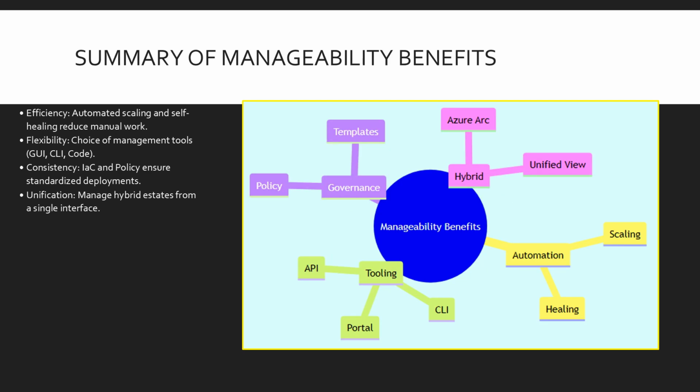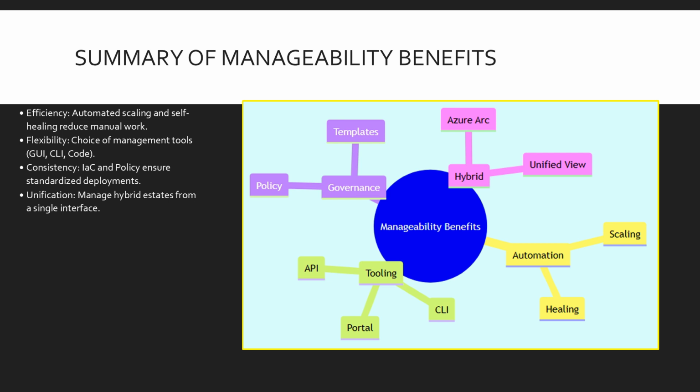To summarize, the benefits of manageability in the cloud are vast. We move from manual maintenance to automated efficiency with auto-scaling and self-healing. We gain flexibility through diverse management tools like the portal and CLI. We achieve consistency and speed through infrastructure as code and templates. And finally, we achieve unification by extending these capabilities to hybrid environments via Azure Arc. These features collectively allow IT teams to stop just maintaining infrastructure and start driving business value.